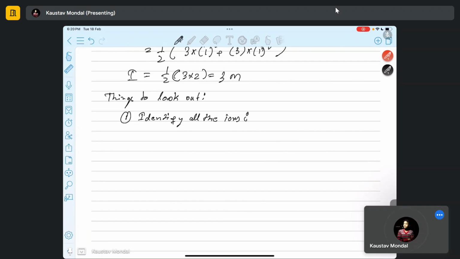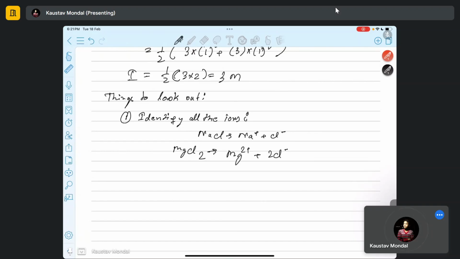Okay. So let's suppose NaCl is there, right? Basically this will give Na plus and Cl minus. Similarly, let's suppose MgCl2. After the dissociation, it simply gives you Mg2 plus and 2Cl minus. So there are two Cl minus ions and one Mg2 plus ion, right?